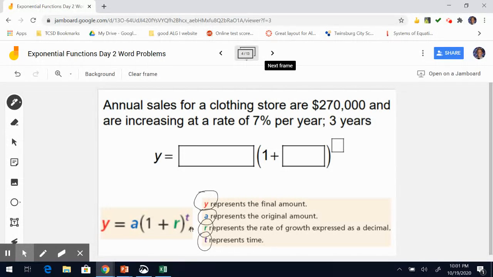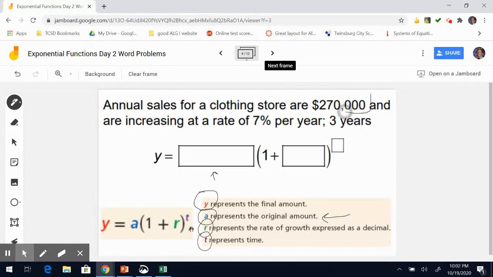So what I did when I made the notes was kind of like leave the skeleton model that's going to stay there. And then we're just going to plug in our values. So ready? A is outside of parentheses. So it's this box right here is A. So A says what? Do our research. It says A represents the original amount. So what's our original amount?